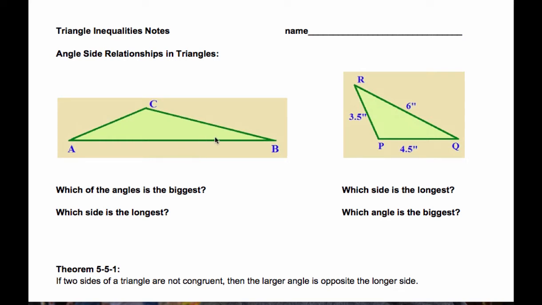Welcome back. Today we're going to talk about triangle inequalities. To start out, we're going to look at the angle relationships in a triangle. We all know that they add up to 180. That's not specifically what we're going to be talking about today. Today we're going to be looking at which is the biggest.